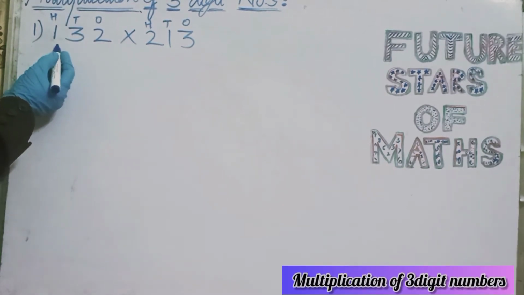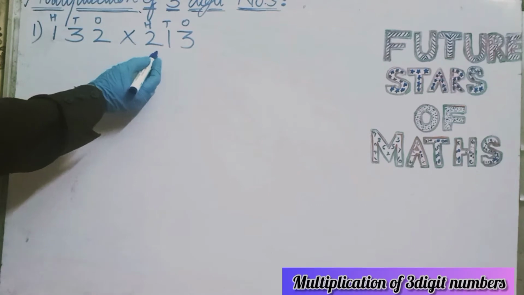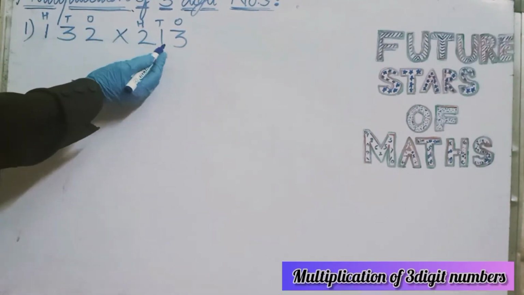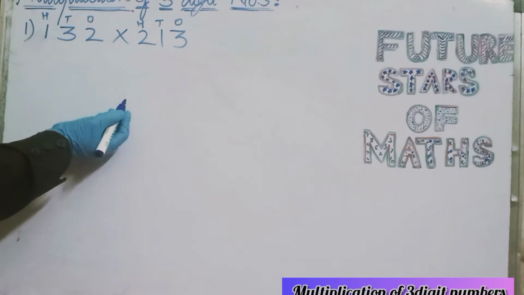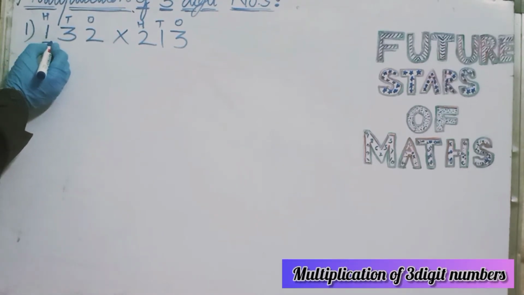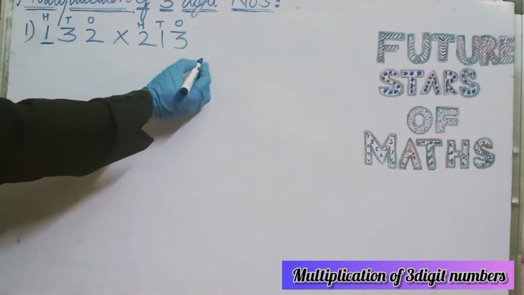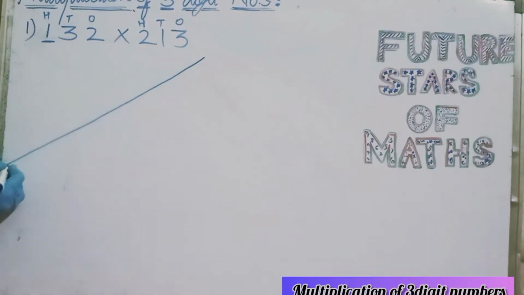My first example is 132 into 213. So I wrote first the place values of these numbers. Now I have to draw the lines for this. So for my first number, the number in the 100 place is 1. So I'll draw one line for this.